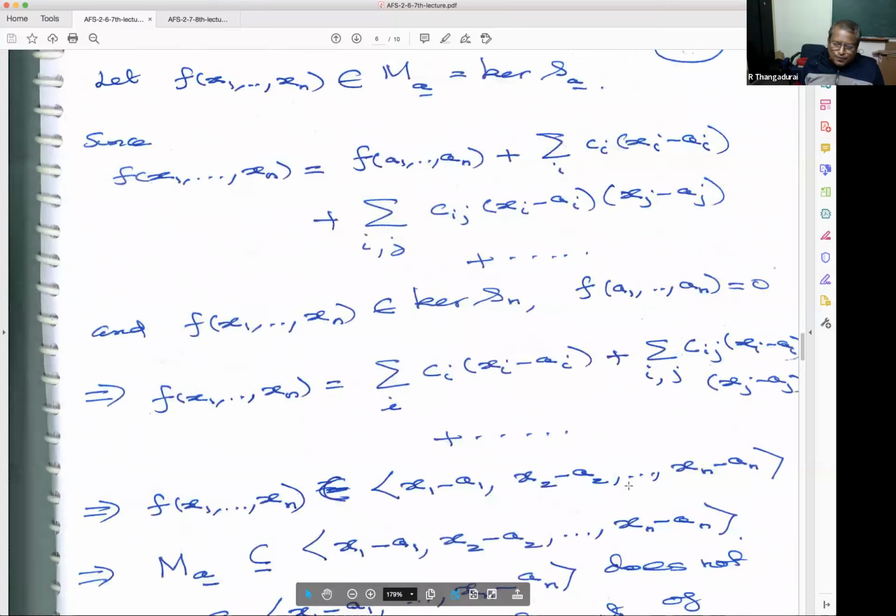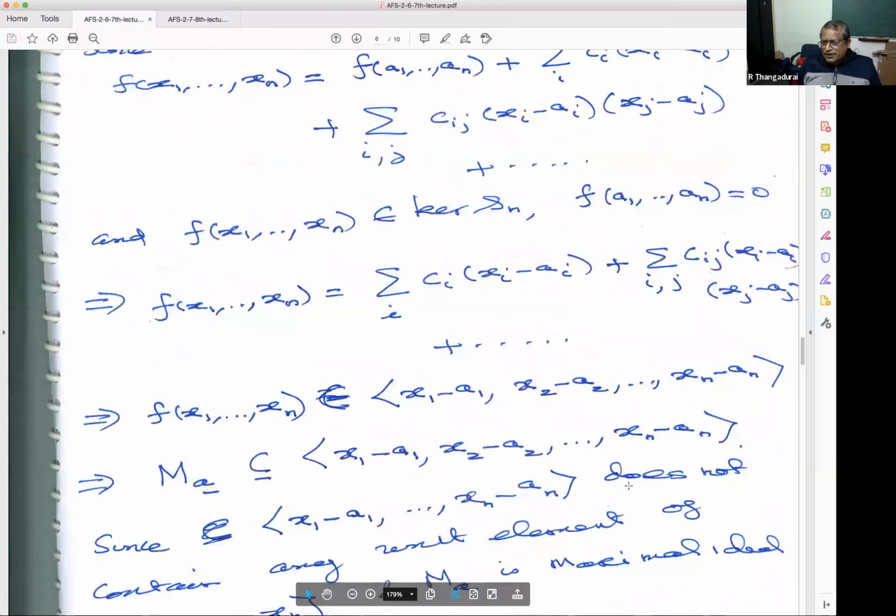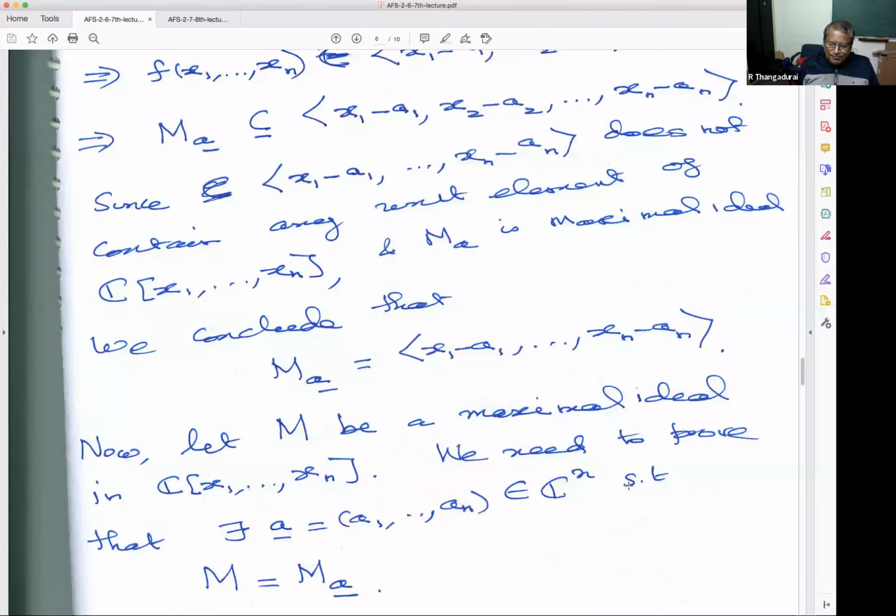Now, to finish the proof, we start with the arbitrary maximal ideal M in the polynomial ring. We need to prove that there exists a point in C^n such that this M looks like M_a, nothing but the kernel of some substitution map. Okay, that's what we want to prove. So what we have in hand is just a maximal ideal in the polynomial ring in n variables.